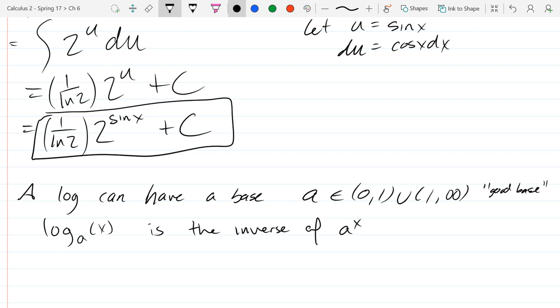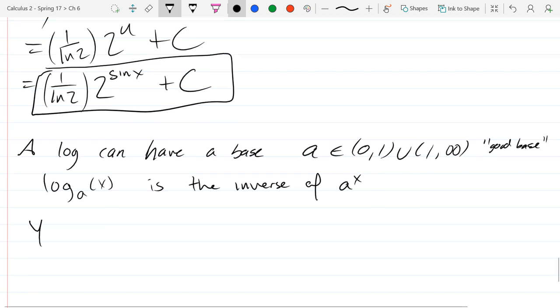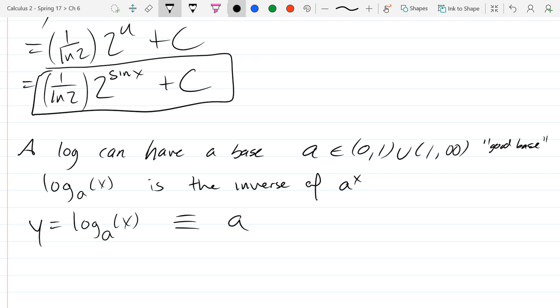This will be the inverse of a to the x. Algebraically, it looks like this. You can flip your logarithm around. So this means a to the y equals x. If you flip it around with the inverse, you're basically moving the log base a to the other side as the inverse, which is a to the x. So that's how it moves to the other side.